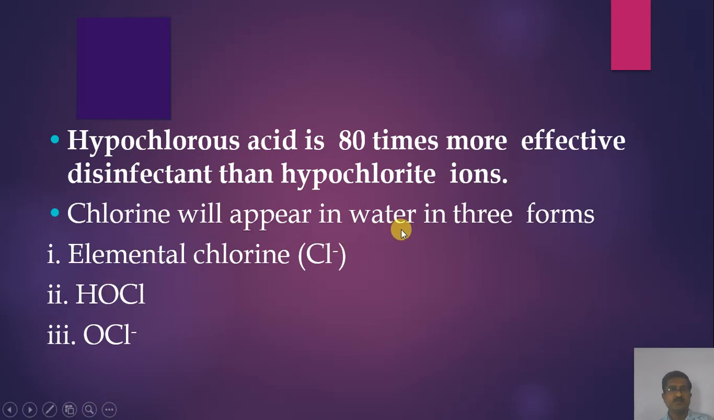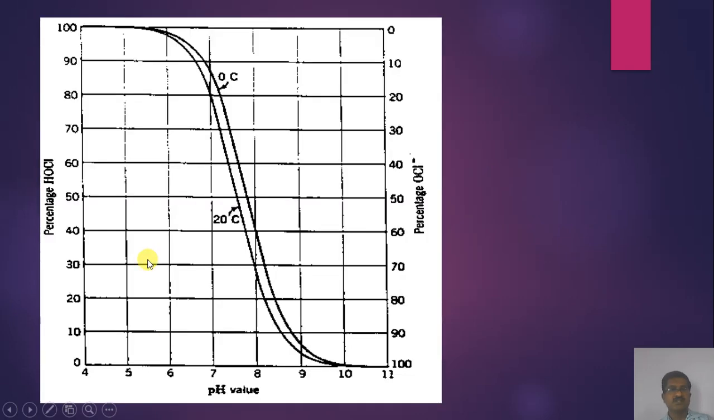Chlorine will appear in water in three forms: elemental chlorine (Cl minus), HOCl and OCl minus. Now this graph shows the percentage of hypochlorous acid against the pH value. So the graph is obtained like this, right? Depending upon the pH, the percentage of OCl minus and HOCl is effective in disinfection. At the same time, the temperature has also been noted here.